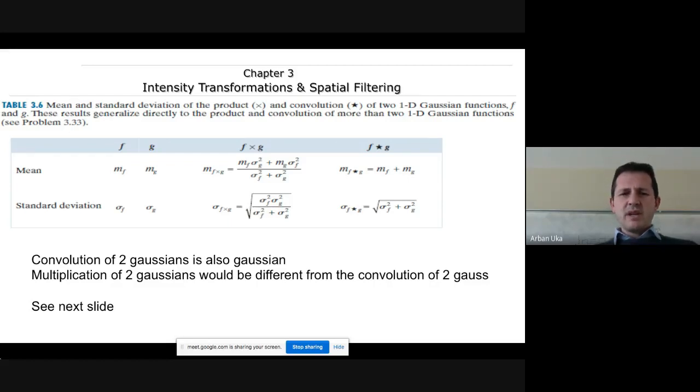Now, considering the standard deviation, can you do this exercise? Assume that function f has a sigma of 3 and g has a sigma of 7. Can you calculate what should be the sigma of the convolution of these two functions?